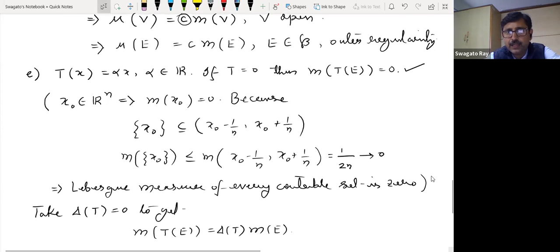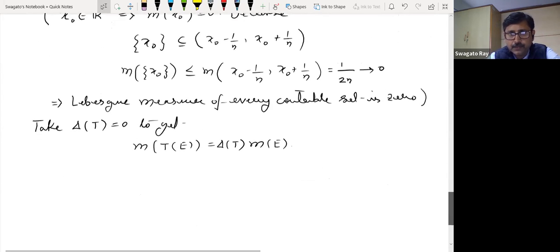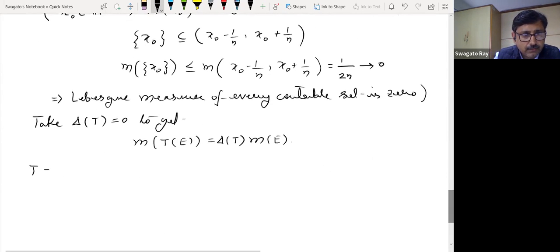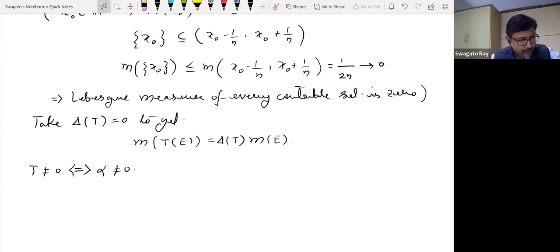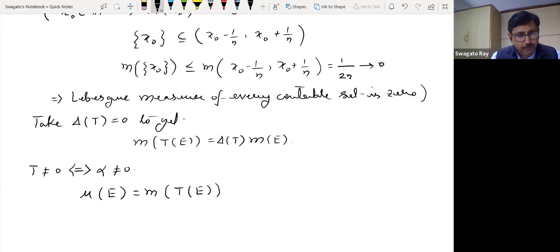The next case is when alpha is non-zero. Now T is non-zero is the same as saying alpha is non-zero. Now I look at this measure mu of E. I'm defining it to be equal to Lebesgue measure of TE. It of course defines a measure. That is easy to check.